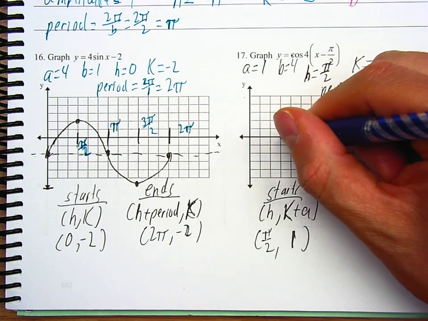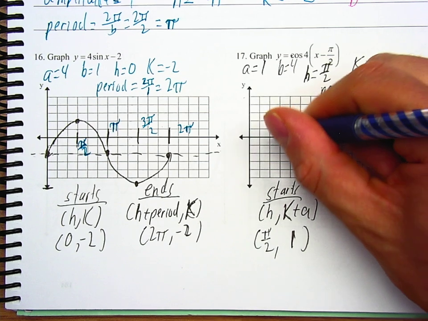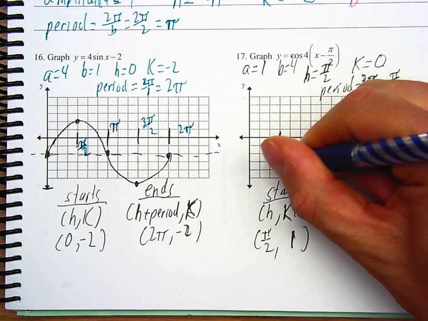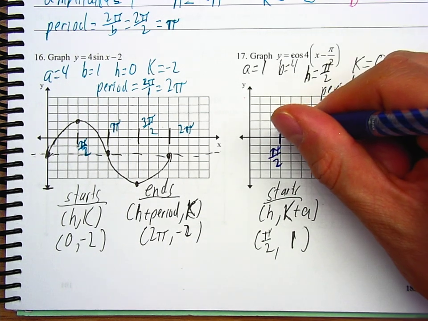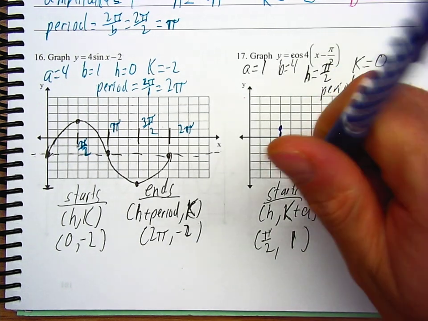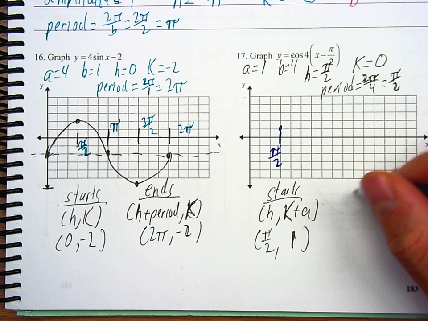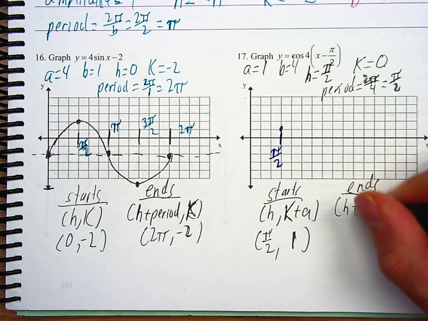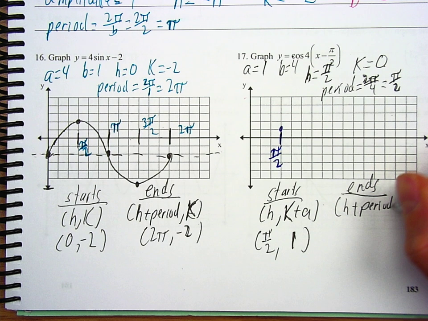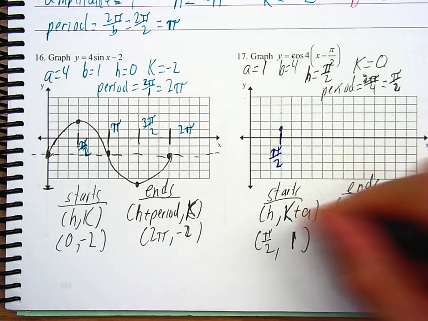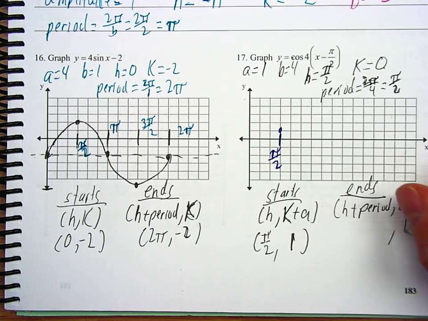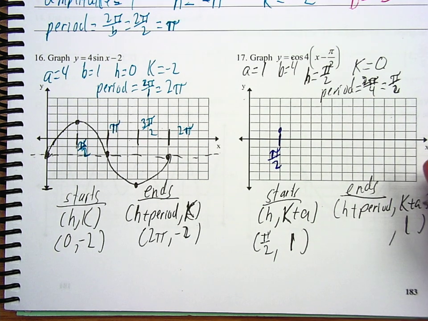Again, I can go every third, or I can go every fourth. It doesn't really matter. So pi over 2, comma 1. That's where I'm starting. Its first wavelength ends at h plus the period, and it ends at the same y value it starts with, k plus the amplitude. So that is again 1, because k is nothing and a is 1.